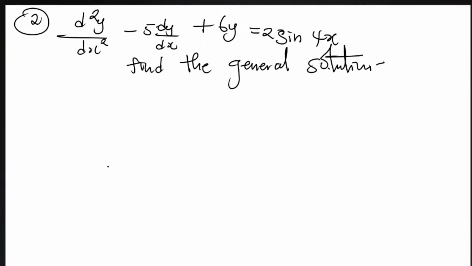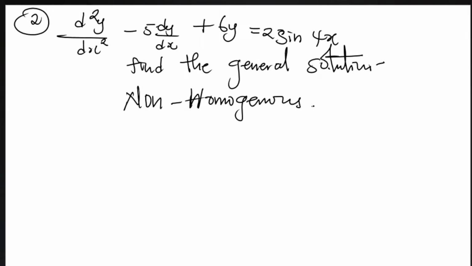So the first thing you do is to check if your equation is homogeneous or not. We can see that our equation is non-homogeneous, because it is not equated to 0. So this is a non-homogeneous equation.